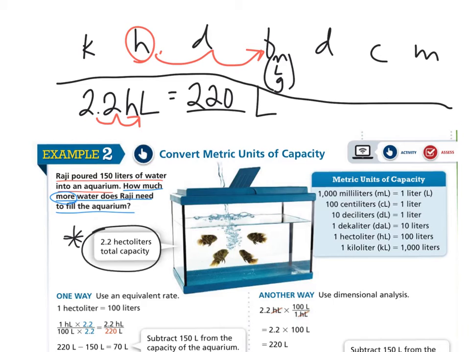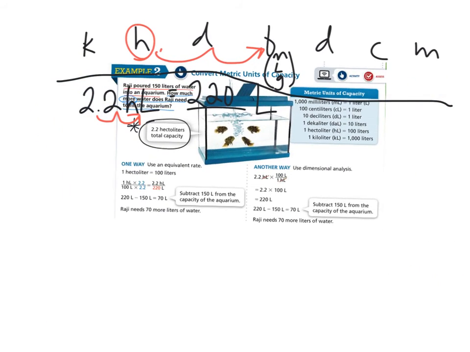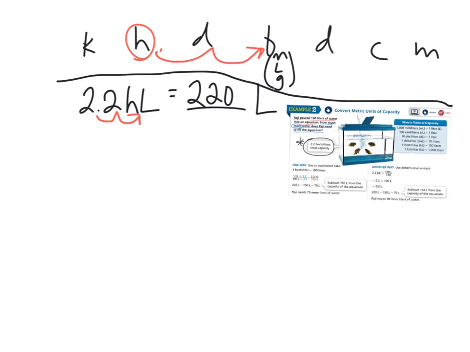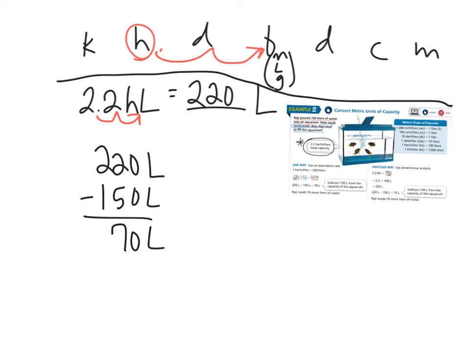So that tells me the capacity, the amount of water that would fit in this aquarium, is 220 liters. And so 220 liters capacity, and they've already got 150 liters that they already put into it. If you subtract that, you'll get 70. So 70 liters more that they need to put into the aquarium.